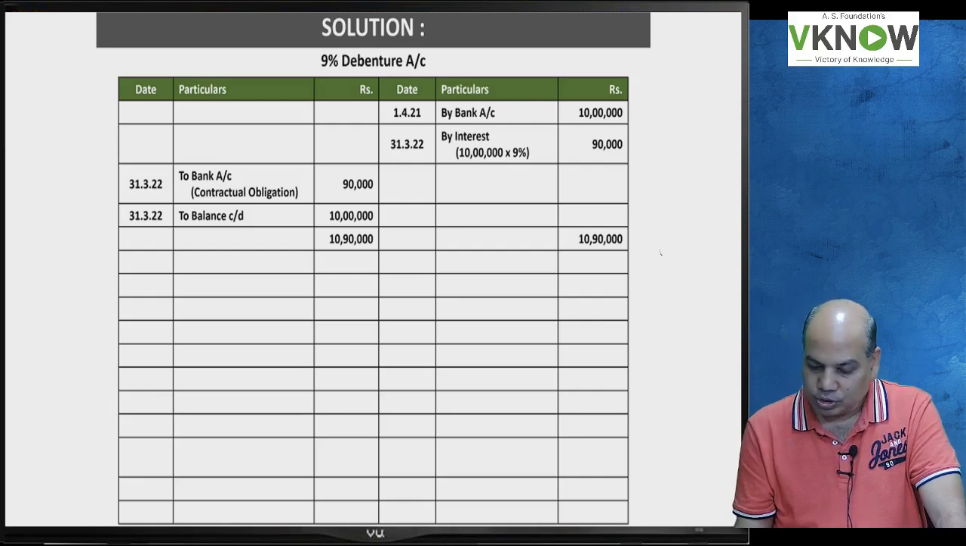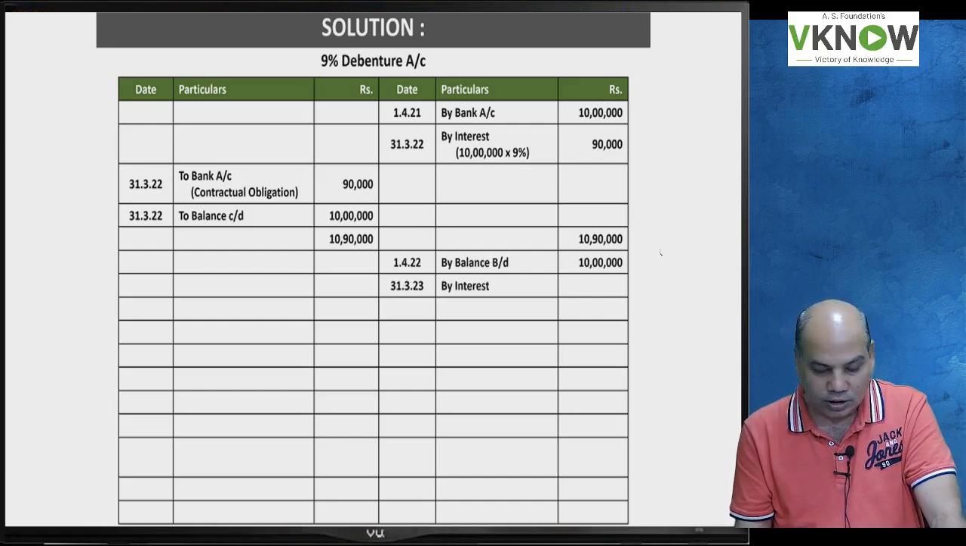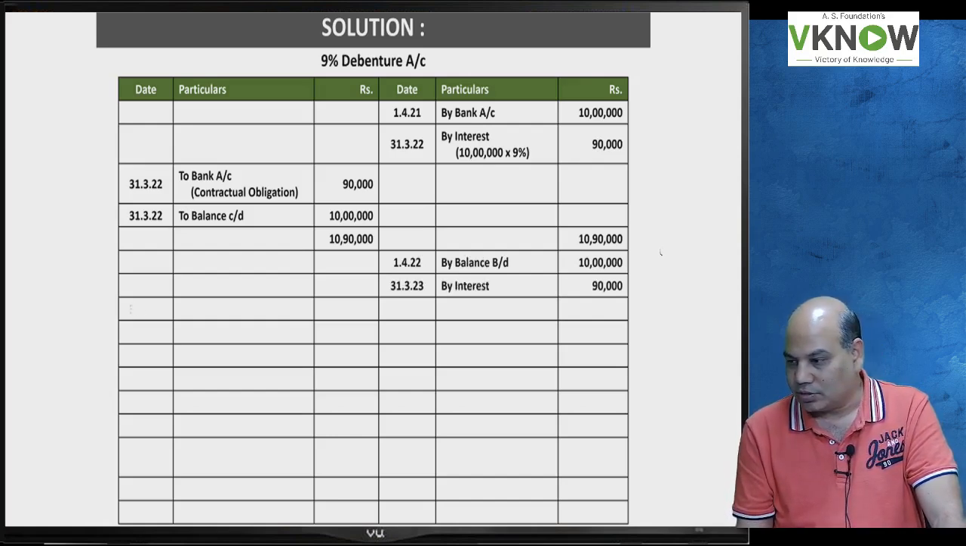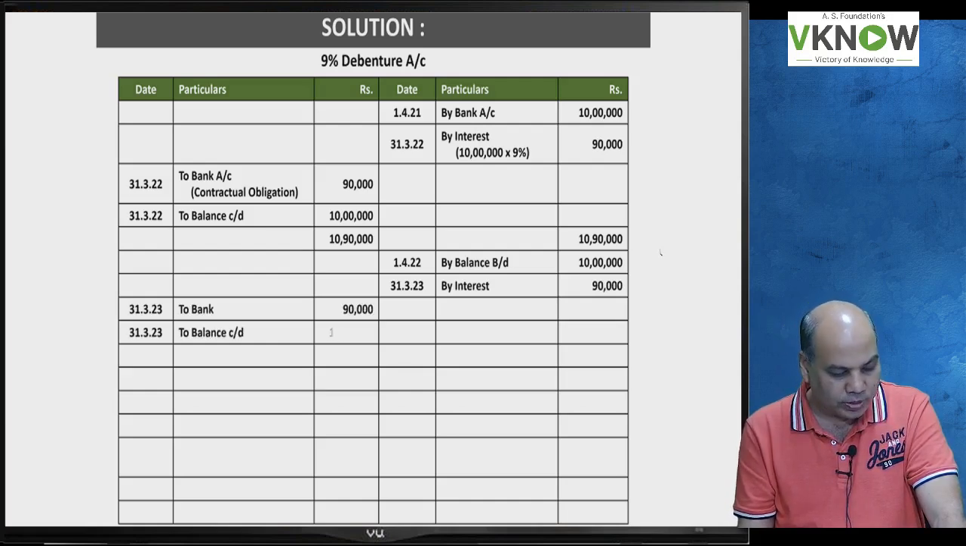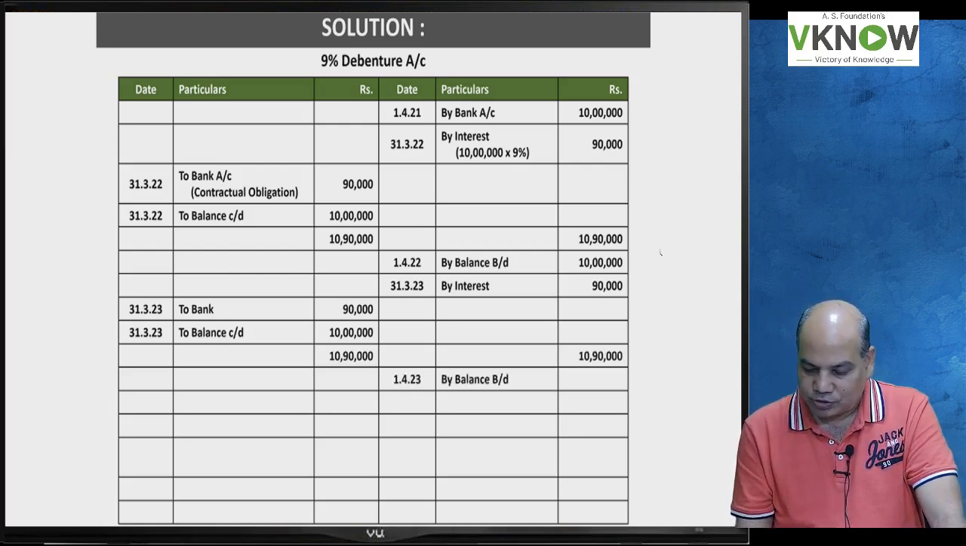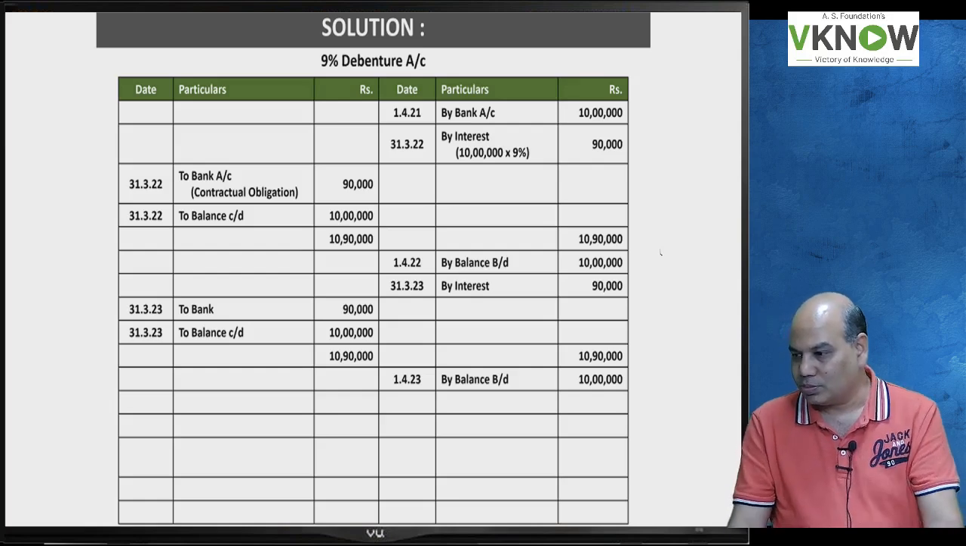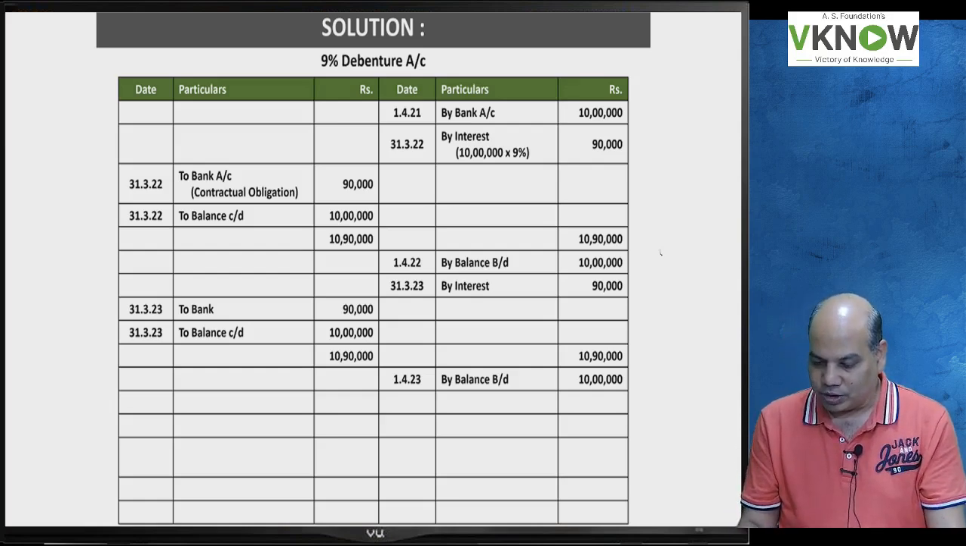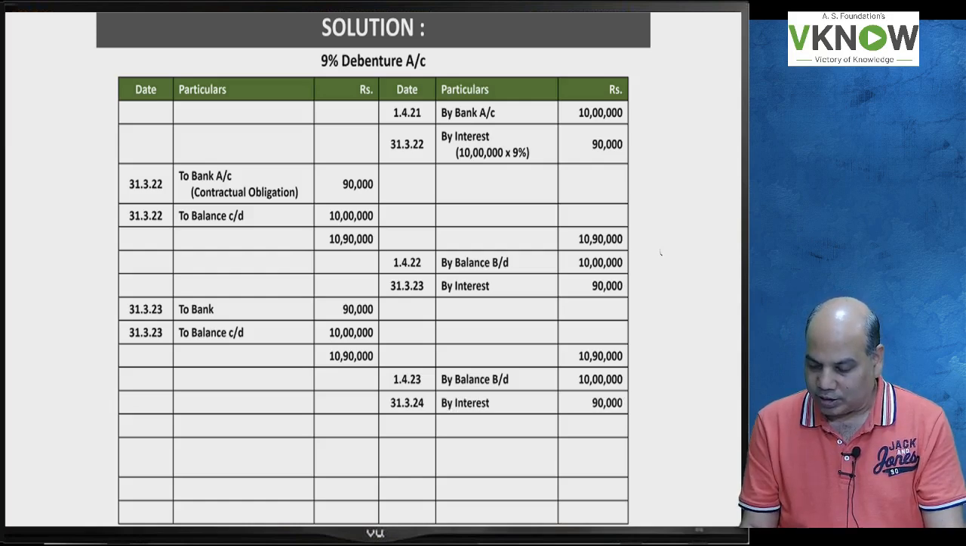Is that right? Total 10 lakh 90,000. Next year, 1/4/2022, by balance brought down 10 lakh. Same, by interest 90,000, to bank 90,000, to balance carried down 10 lakh total. Such an easy question. This will not be asked in your exam. This is just to begin this topic. Then by balance brought down 10 lakh, by interest 90,000, to bank.